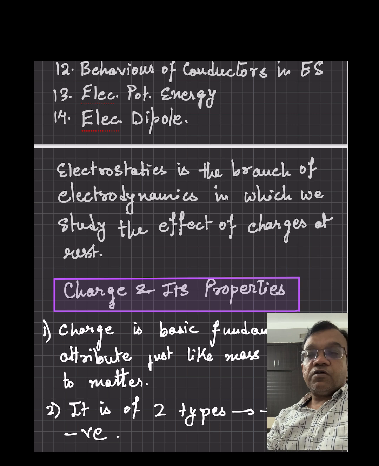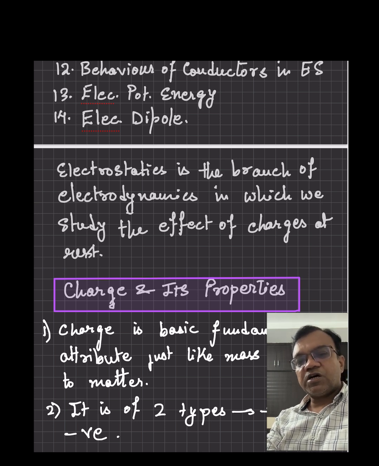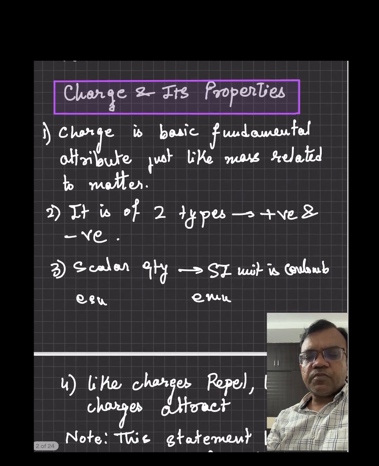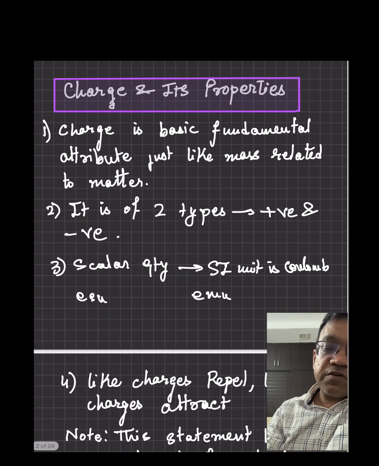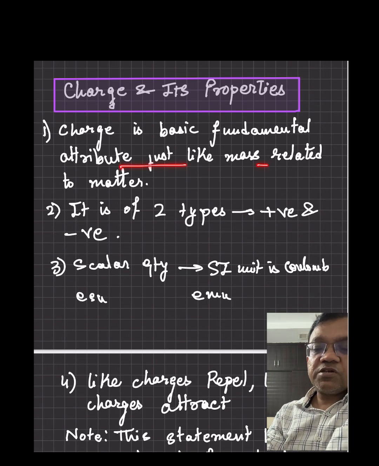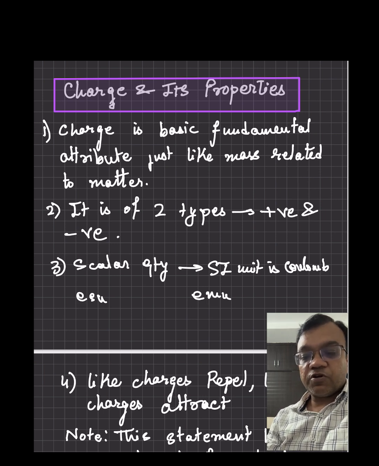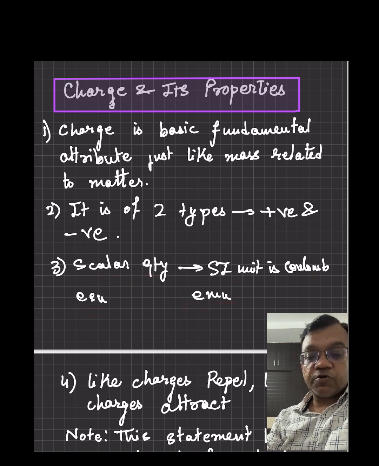In the entire electrodynamics we have a lot of discussion about charges. So first of all, we are taking the properties of charge. Charge is a very basic fundamental attribute, just like mass. It means we cannot define charge in terms of other things, just like mass. It is a scalar quantity. Its SI unit is Coulomb. Other units are the electrostatic unit and the EMU unit.